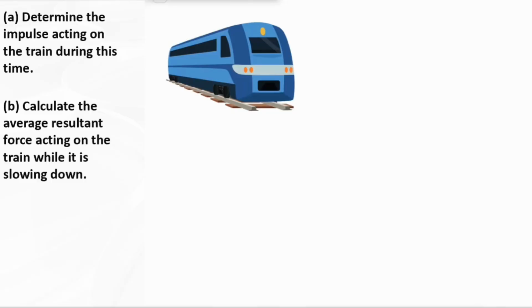So what I'll do is I'll add all the important information to the diagram, starting with the mass of the train. The mass of the train is 750,000 kilograms. The initial speed of the train is 84 meters per second and the final speed is 42 meters per second. And the time taken is 80 seconds.